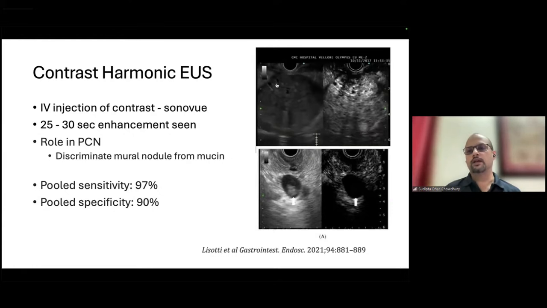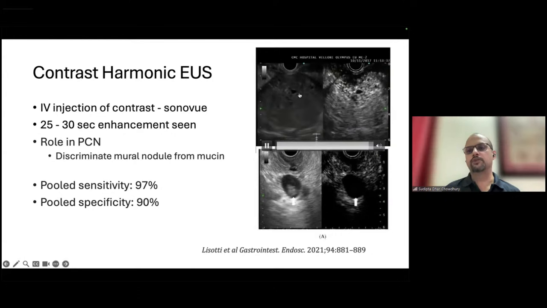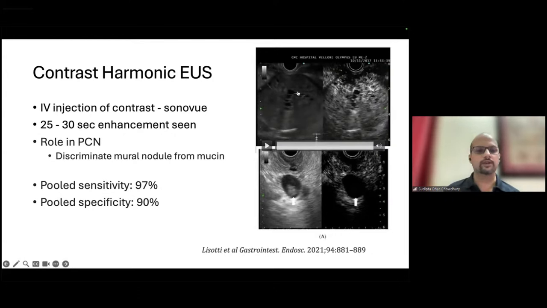As you can see, this is a vascular area, so this is probably not mucus; more likely it's a nodule, and you should consider FNA. The sensitivity of contrast harmonic EUS to discriminate a mural nodule from mucin has been to the tune of 97%, and specificity is 90%. In this case, you can see a small blob here, which possibly is a mural nodule, but on contrast harmonic it does not take up any contrast, and so this is more likely to be a mucin plug.